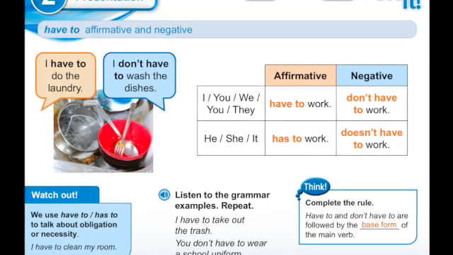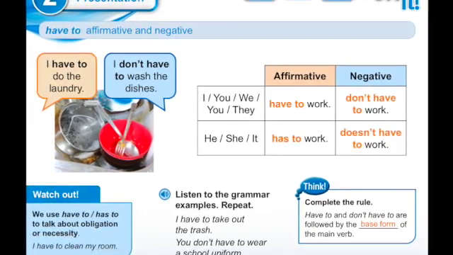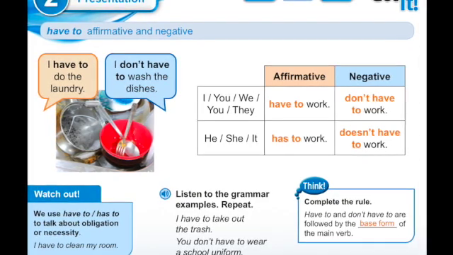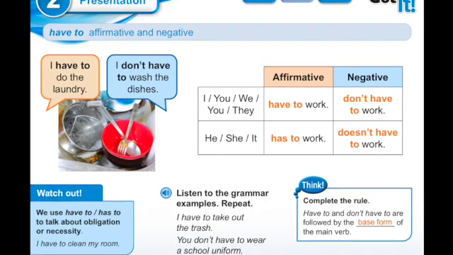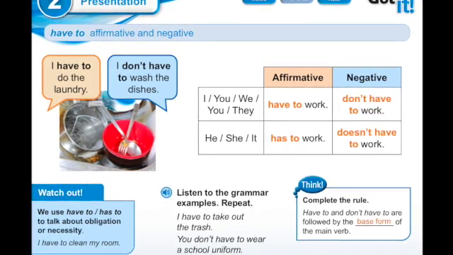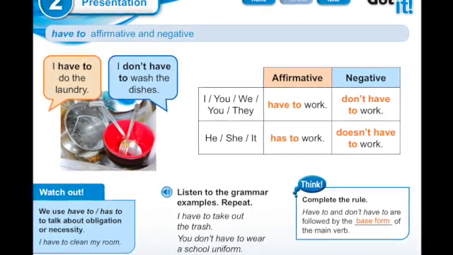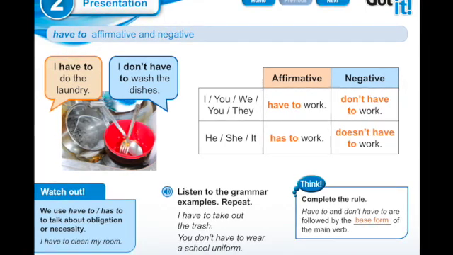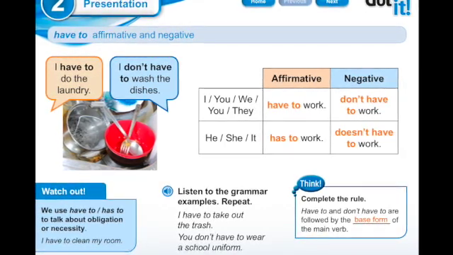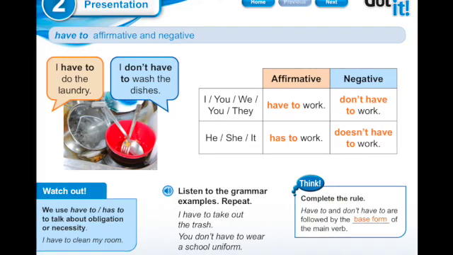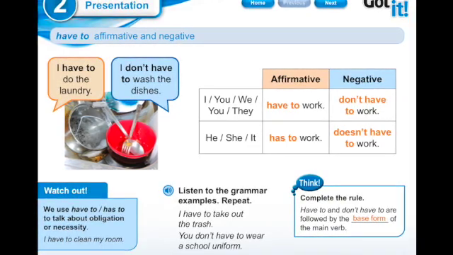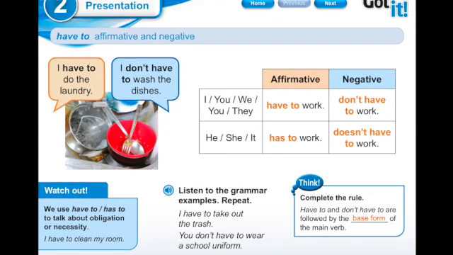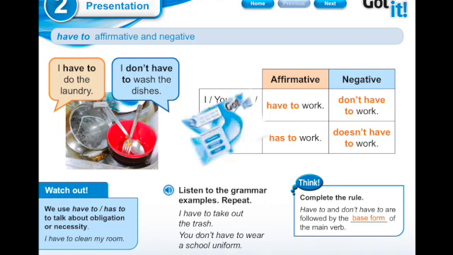Acá en el ejemplo tenemos I have to do the laundry, afirmativa. I don't have to wash the dishes, negativa. Watch out. Hay que tener mucho cuidado que debemos utilizar el have to y el has to para hablar de obligaciones y necesidades. Uno de los ejemplos, I have to clean my room, I have to take out the trash. En negativo, you don't have to wear a school uniform.